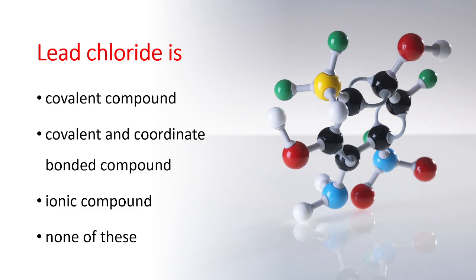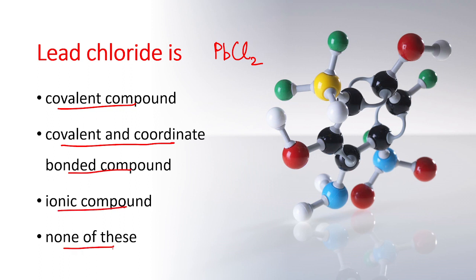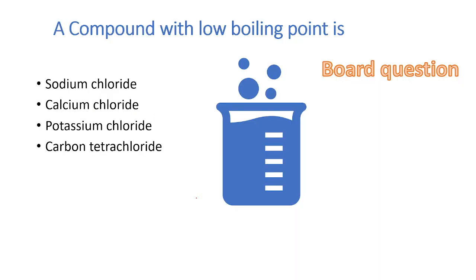Let's go ahead. Lead chloride, PbCl2, is it a covalent and coordinate bonded compound, or ionic, or none of these? So the answer is ionic compound. It is an ionic compound. Now PbCl2 is also given in detail in your textbook, so read carefully. Again, this question has also come in the board exam.